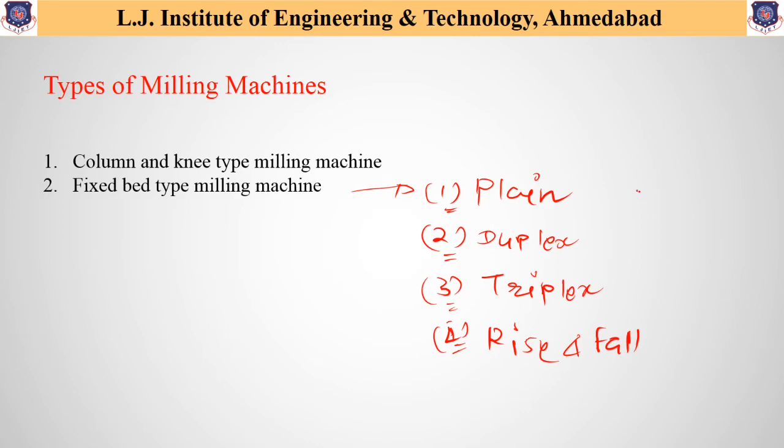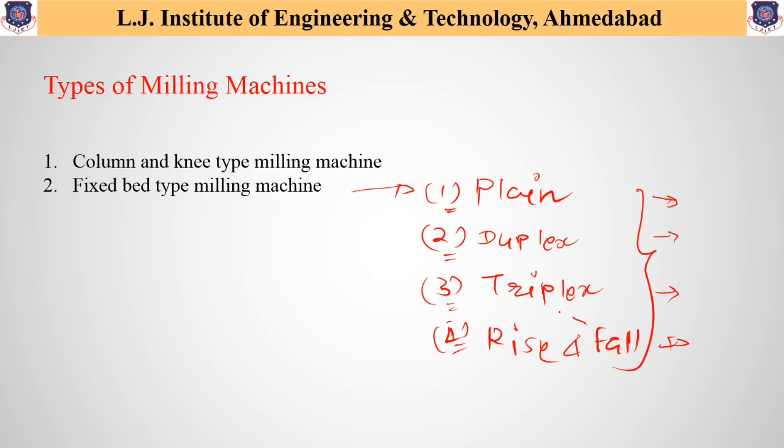So if we summarize the difference between all these four machineries, in the first, plane type milling machine, it has only a single horizontal spindle. In duplex, we can say that it has a double horizontal spindle. And in triplex head, please at this point don't make any mistake, in triplex head there are not 3 horizontal spindles, but there are 2 horizontal spindles and 1 vertical spindle available. So here a combination of spindles is available: first, the 2 horizontal spindles and 1 vertical spindle.